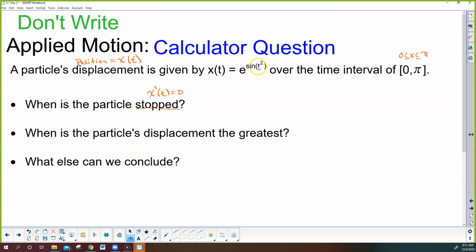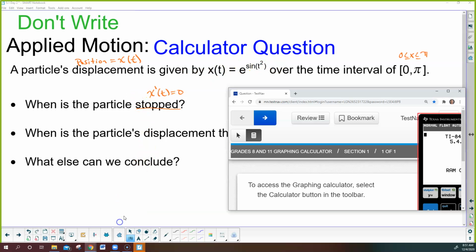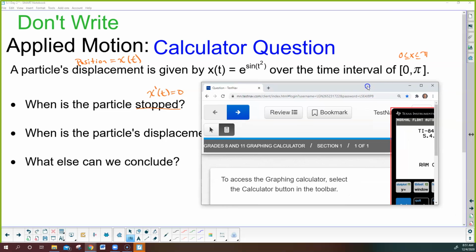So I'm just going to take the derivative of this and figure out where it's equal to 0. And this is all calculator work. If they say derivative, you do not have to take this derivative by hand if you're using your calculator.